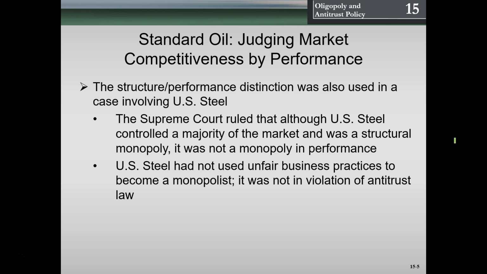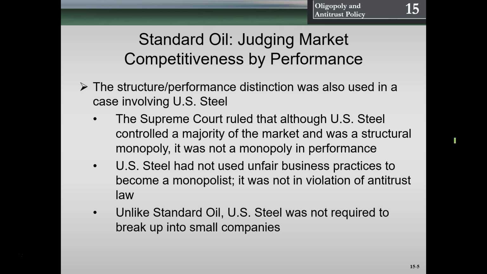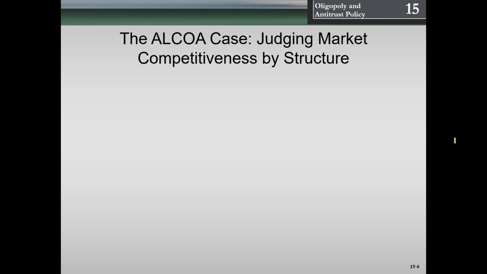So even though we think of the antitrust law as being there to break up monopolies, under this view, even though that's kind of the purpose, it's only going to act if there were unfair practices used to get that monopoly power. So unlike Standard Oil, U.S. Steel was not required to break up into small companies. They didn't suffer the same fate of being broken up under this law.